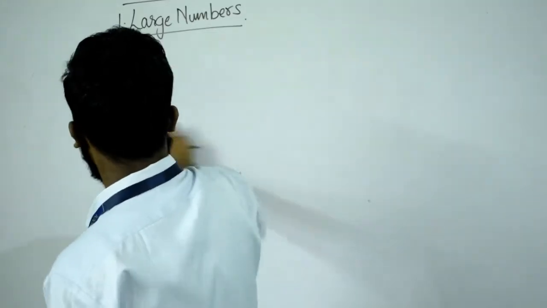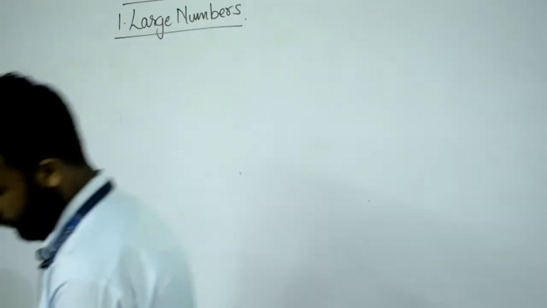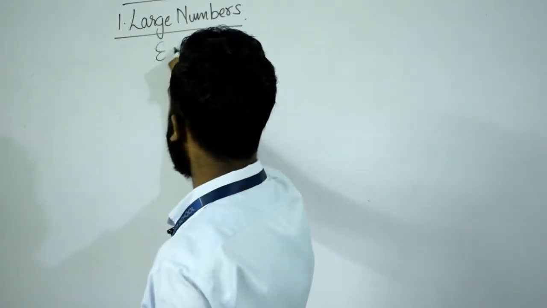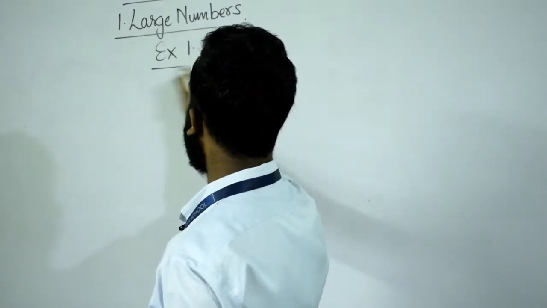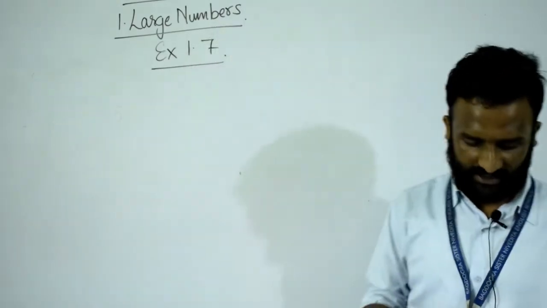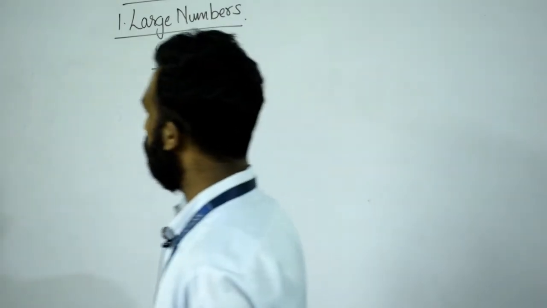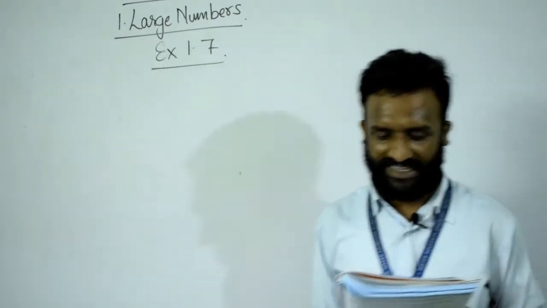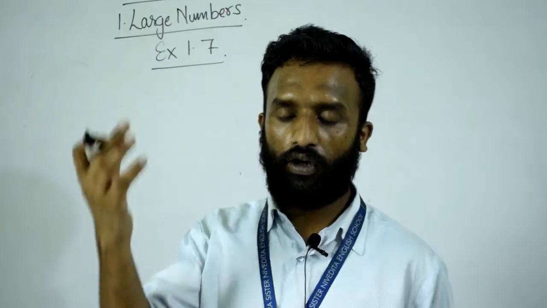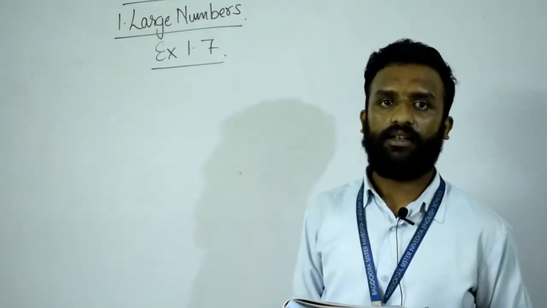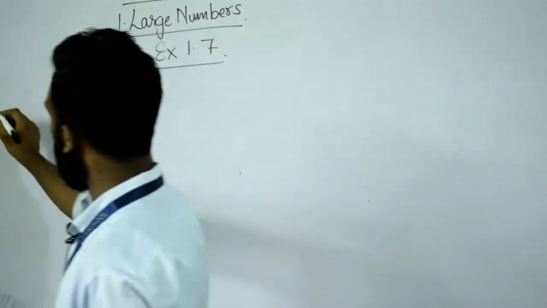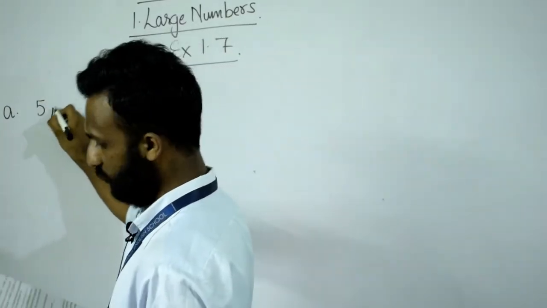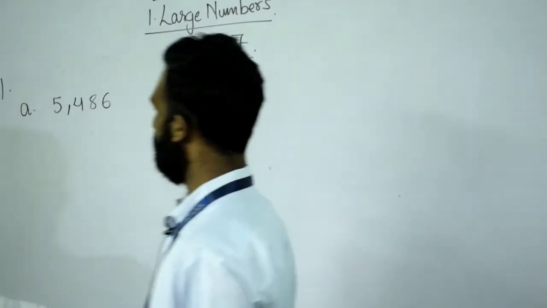Okay, see here. The exercise we are going to start today is exercise 1.7 from Last Numbers, first chapter. The first question says: round the following numbers to the nearest 10. In question number 1 we have A first. The number we have is 5486.